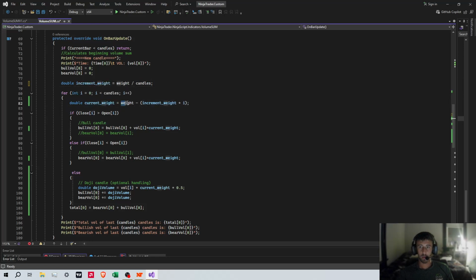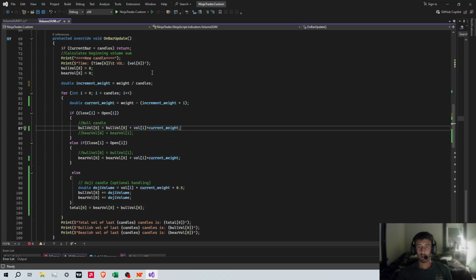So our increment weight should be 0.5. And our current weight should be our weight, since we started at i equals 0. And since we're starting at the first candle, the one we're doing this operation on is the one we want to have the most weight. So we start at weight, right? We said 5 minus increment is 0.5, but for the first candle, i is 0. So this will be 0. So weight will just equal what we inputted, which was 5. So current weight equals 5, right? So we multiply the volume by 5.